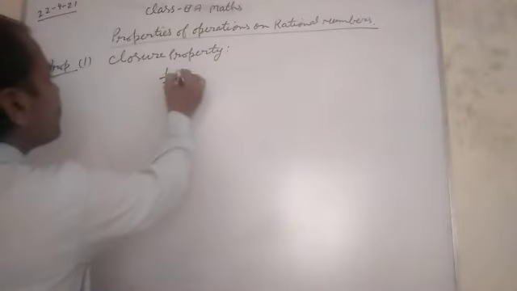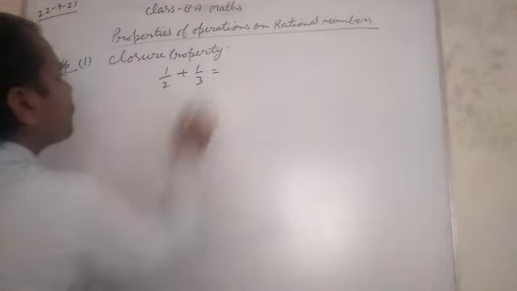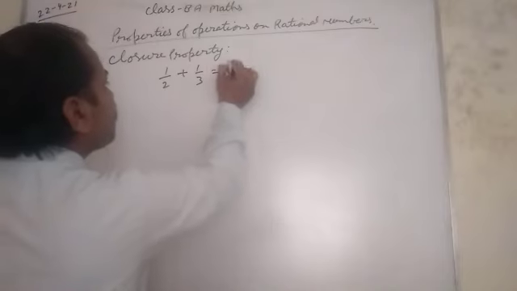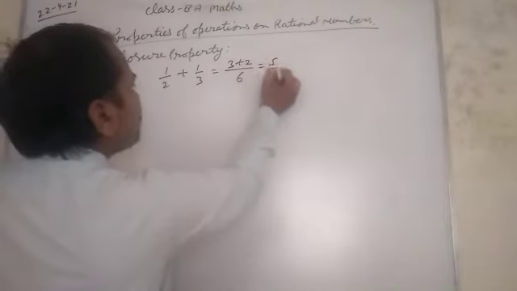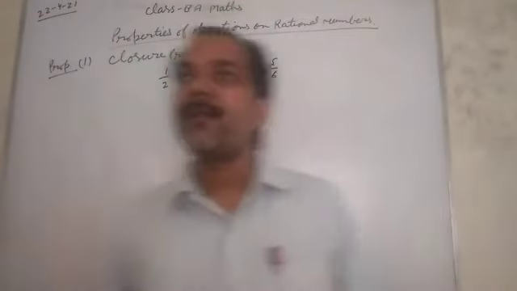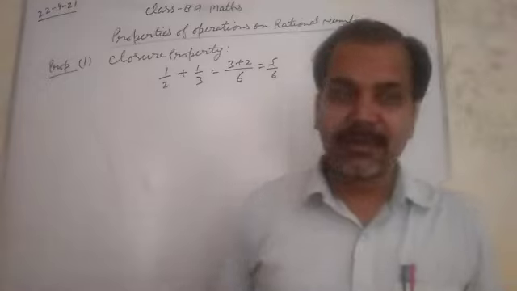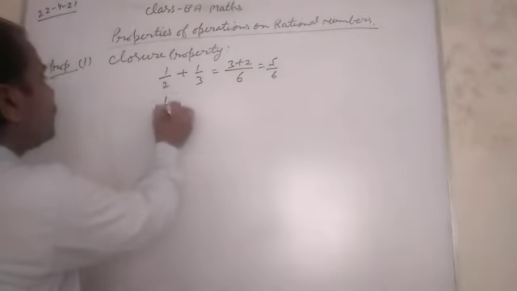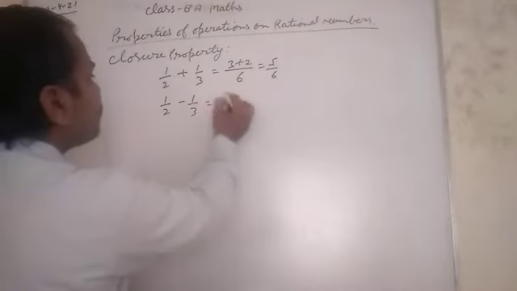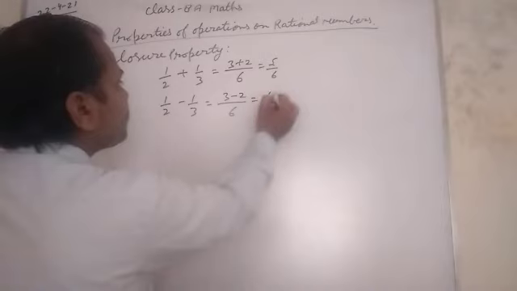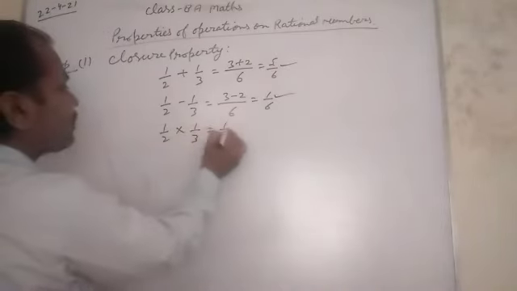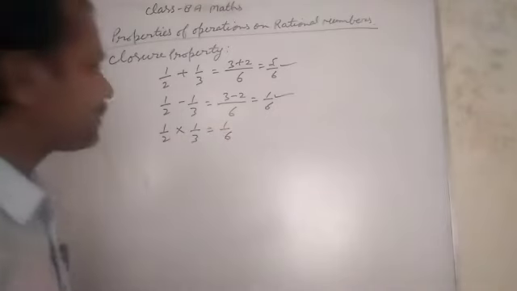So first we take addition. Suppose the two numbers are 1 by 2 and 1 by 3. Their sum will be 5 by 6. So 1 by 2 and 1 by 3 are rational numbers, and 5 by 6 is also a rational number. Similarly, for subtraction, you take 1 by 2 minus 1 by 3. So 3 minus 2 means 1 by 6. That is also a rational number. If we multiply, their product is also 1 by 6, a rational number.